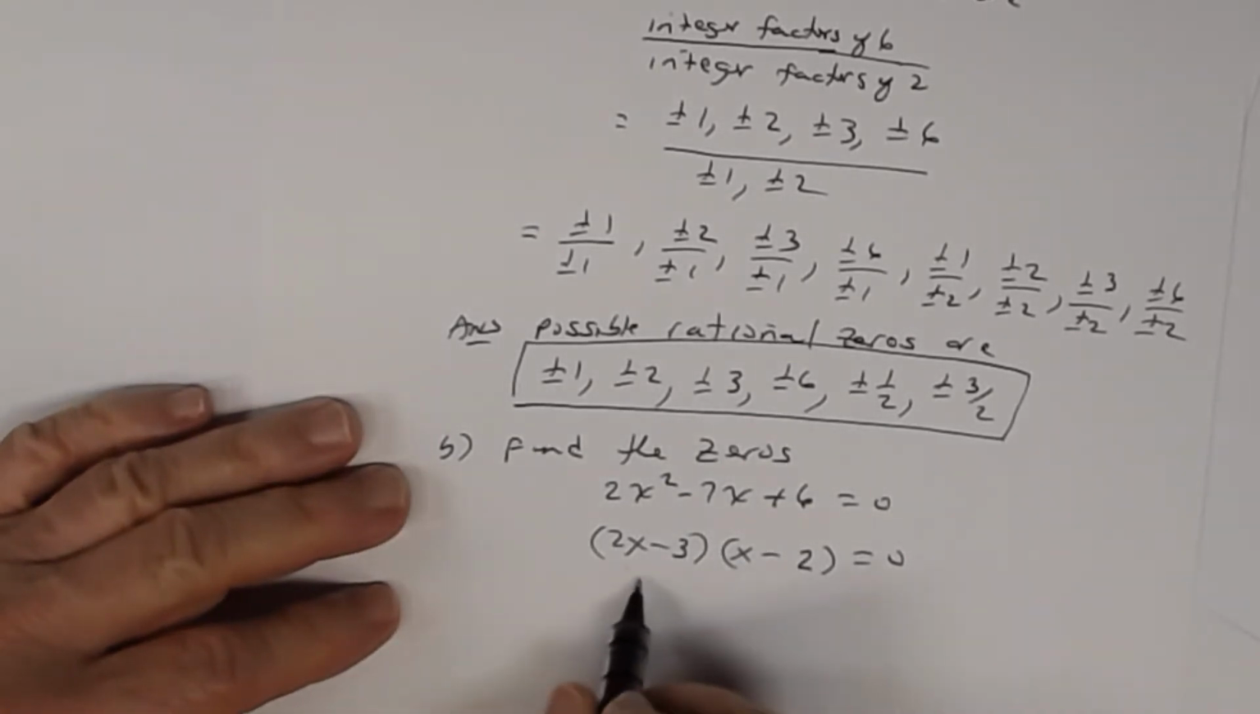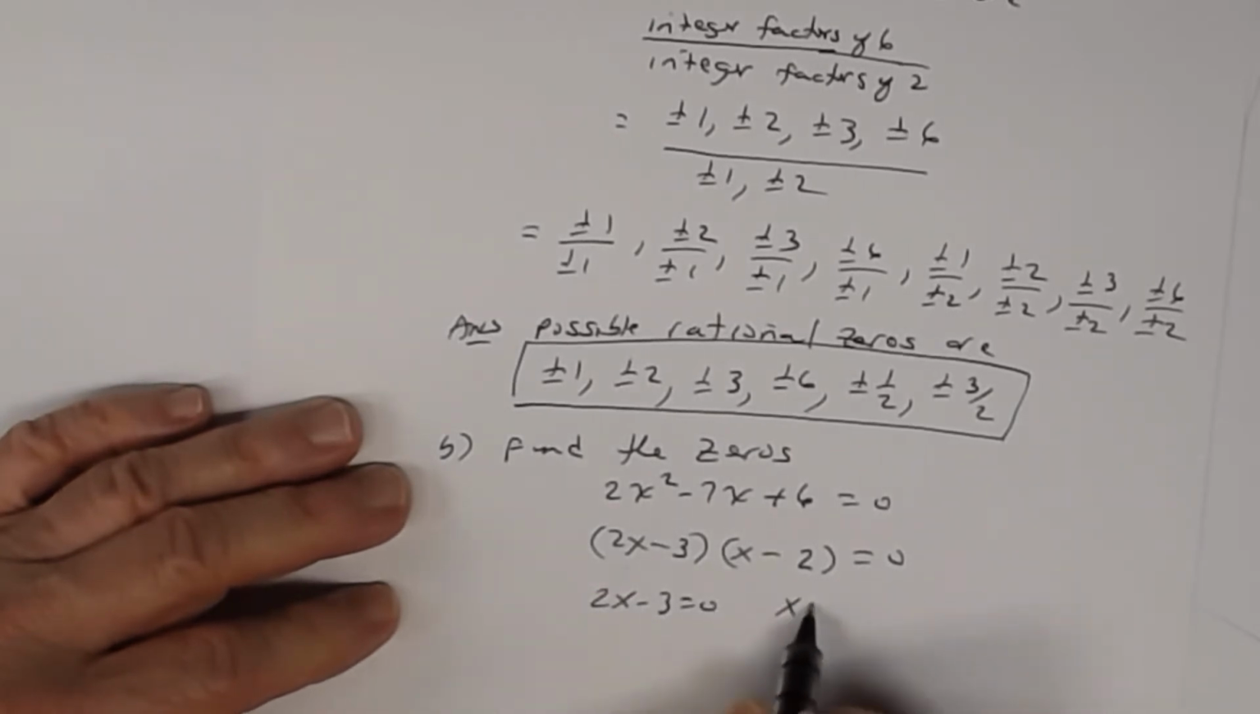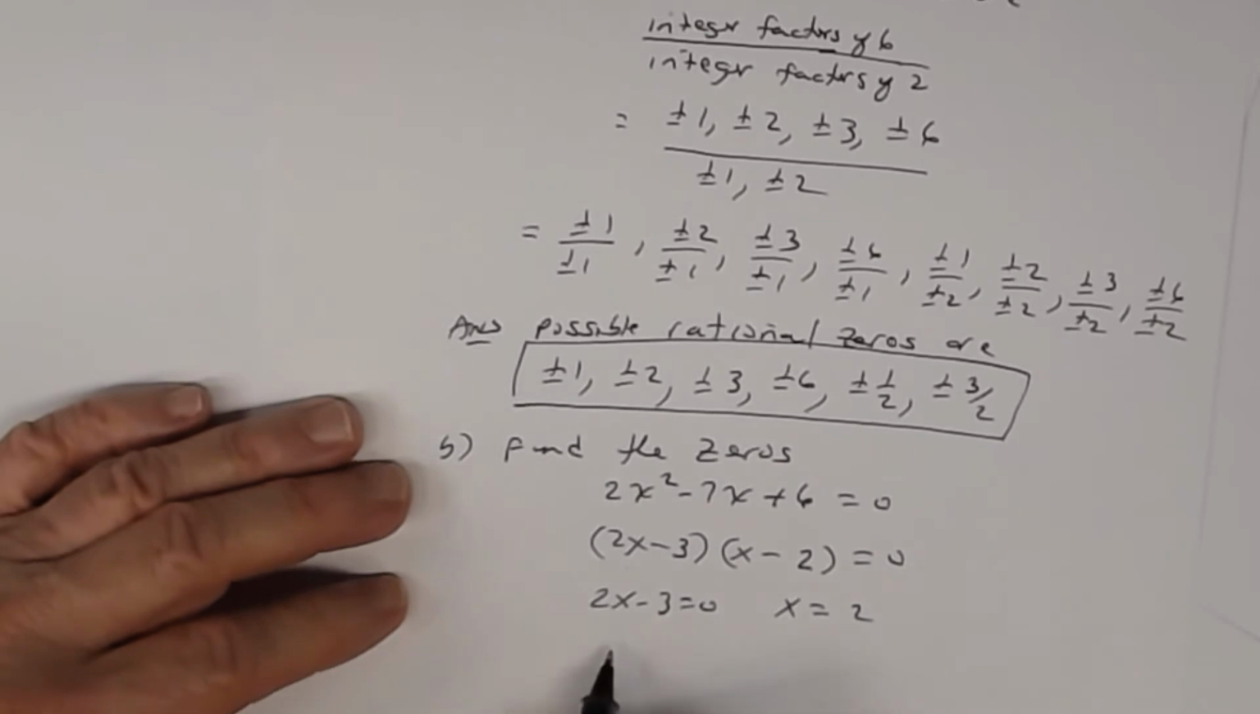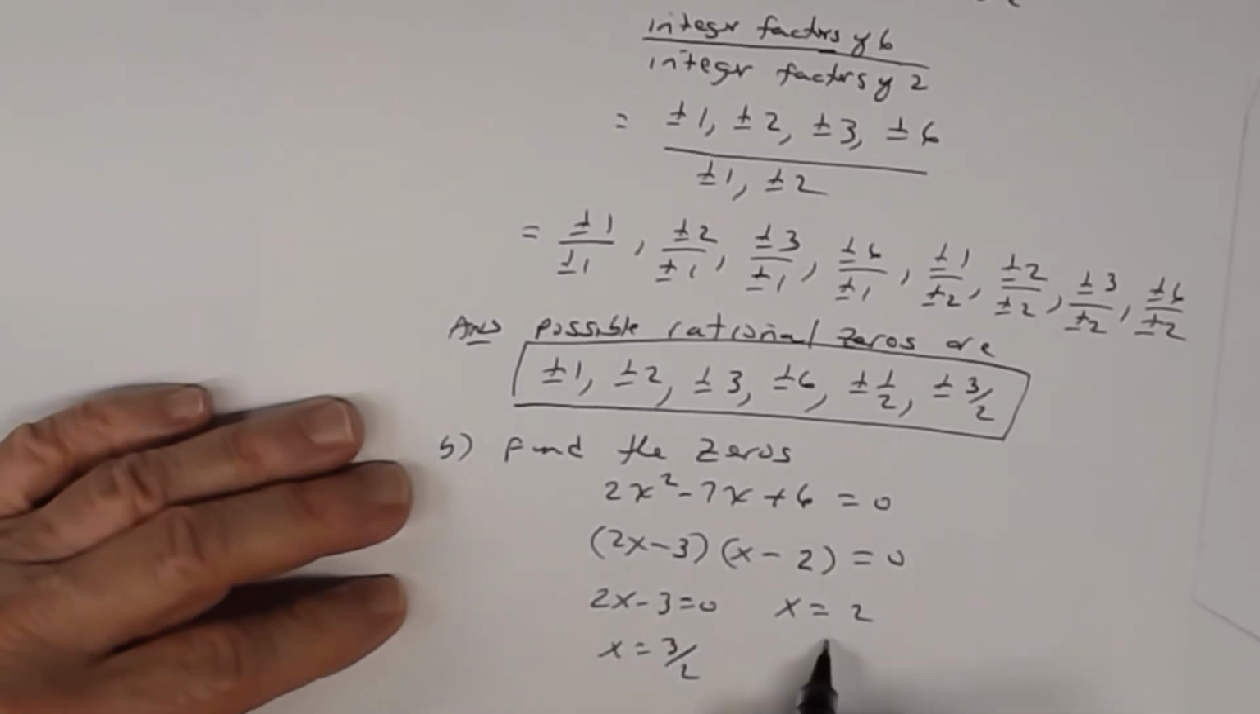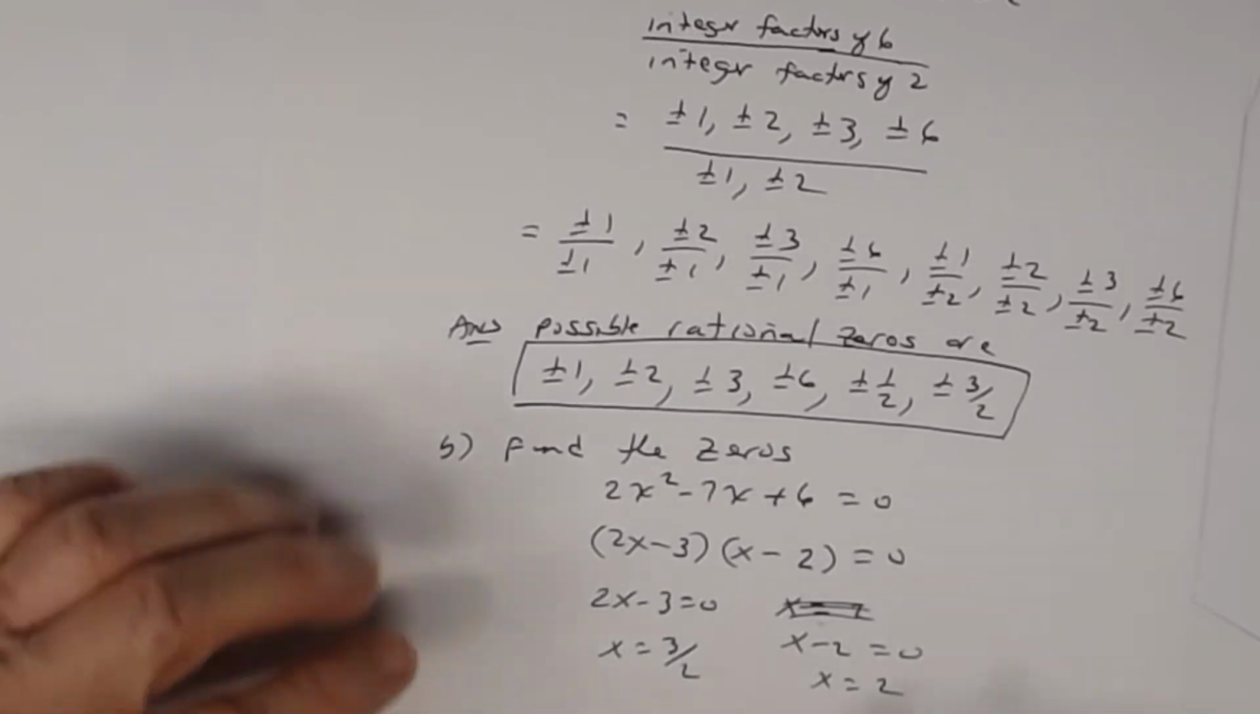Okay, so then I set each one equal to 0 using the zero factor property. And I want you to notice something. When I solve for x, I get x to be 3 halves. When I solve for x here, well, I already solved for x. So x is 2, right? I should have said this first: x minus 2 equals 0, so x is 2. So those are your zeros.